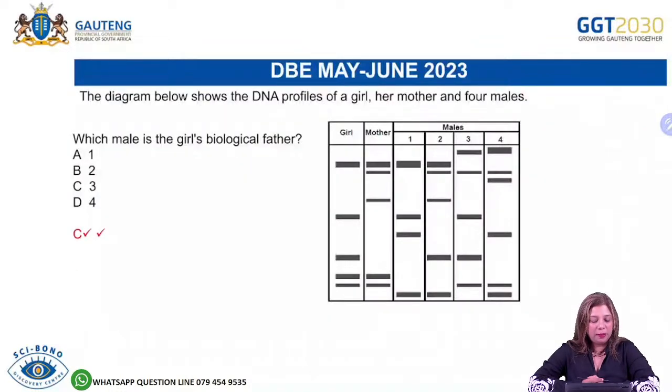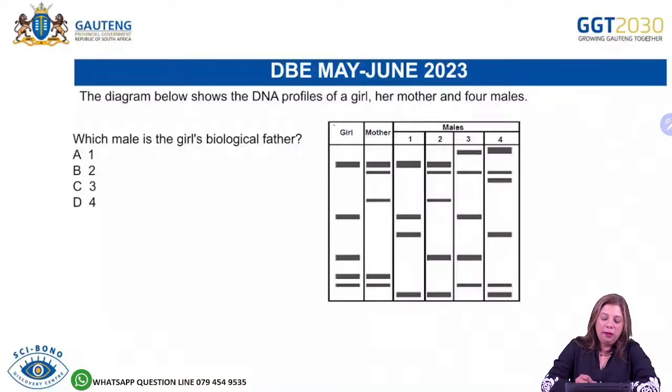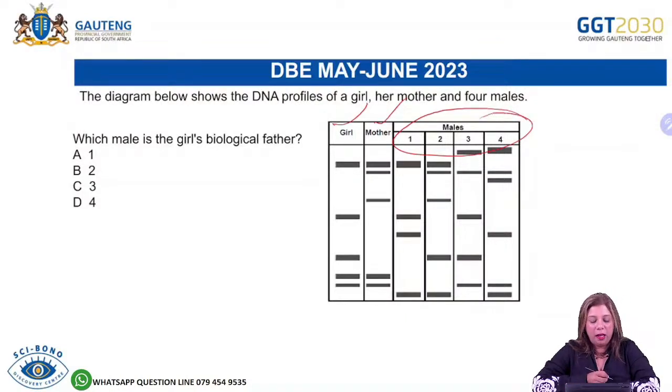So let's just go back a little bit. You might get an exam like what happened in the May-June last year, where they give you a DNA profile and then they give you the girl, her mother, and 4 male samples of their DNA profiles, and they ask you which one is the girl's biological father. That's when you're going to have to start to match the bands.